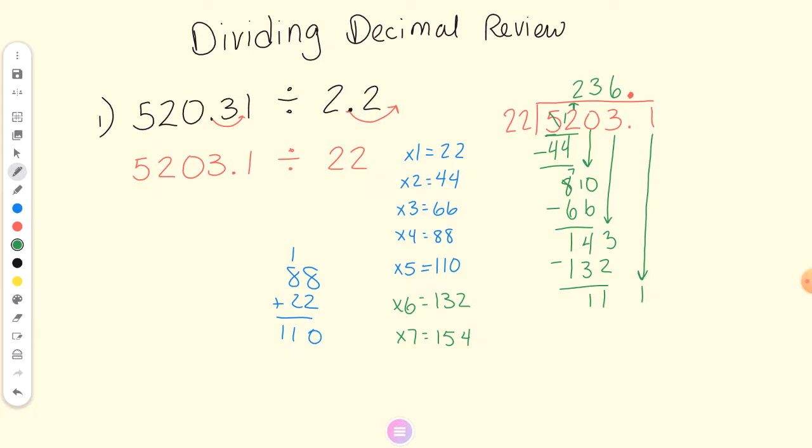Okay, it goes 5 times. Is my answer 236.5 remainder 1? No. No. Haley, what do I do now? Nope, because we can't mix decimals and fractions. We have to keep going. How can I keep going?